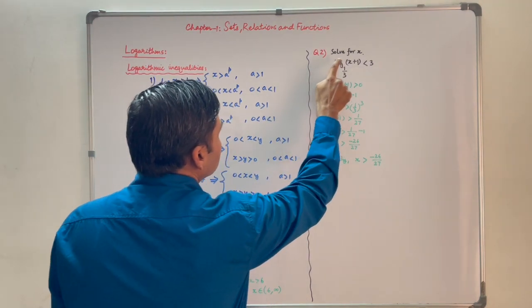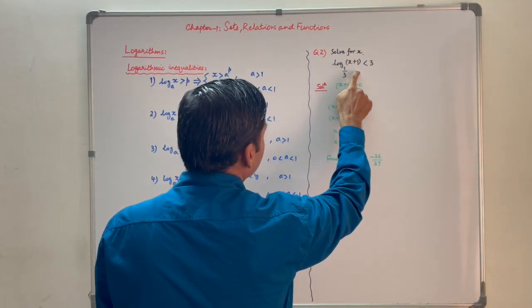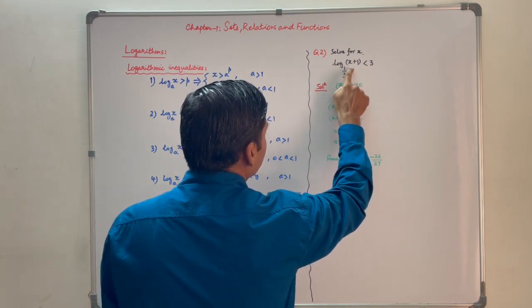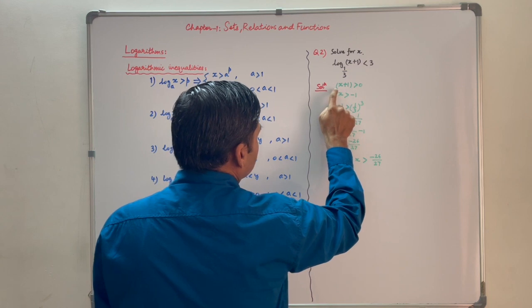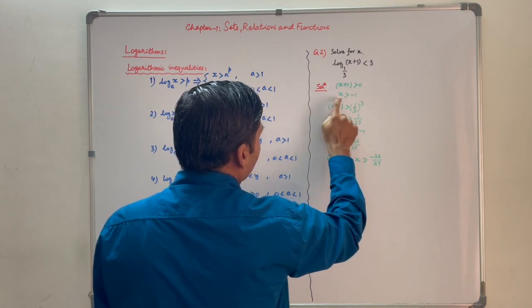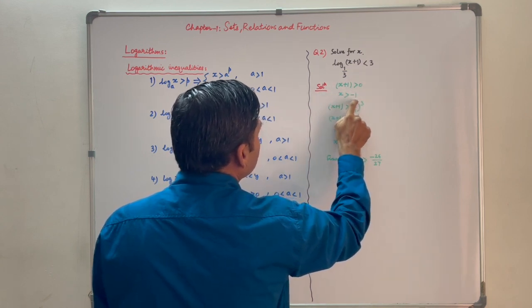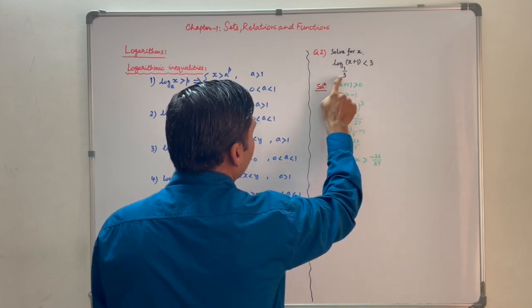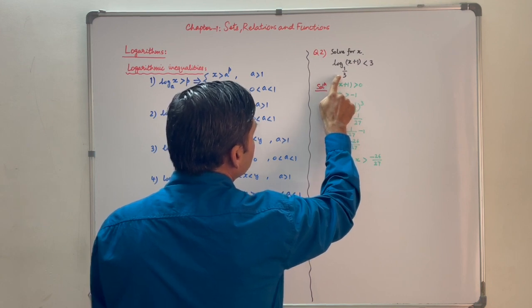Second question, solve for x. Log x plus 1 to the base 1 by 3 is less than 3. Now this should be positive. So this is first condition, x plus 1 is greater than 0, or x is greater than minus 1. Second condition, we need to see whether the base is greater than 1 or it lies between 0 to 1. In this case, base lies between 0 to 1.